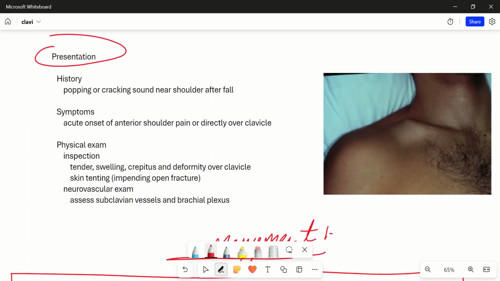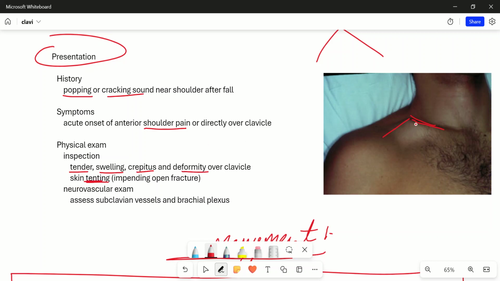What about the presentation in the question or in real life? Let's check this photo. This is what we call tenting, like a tent. Usually they will mention in the questions that I heard a popping or cracking sound near my shoulder. Acute onset usually. Pain. Physical examination, inspection: you will see tenderness, swelling, crepitation, deformities over the clavicle, skin tenting.